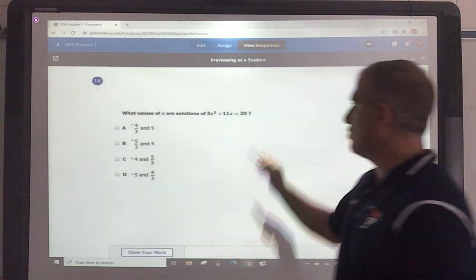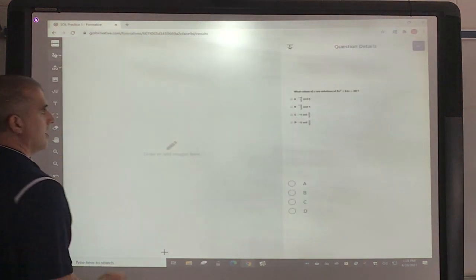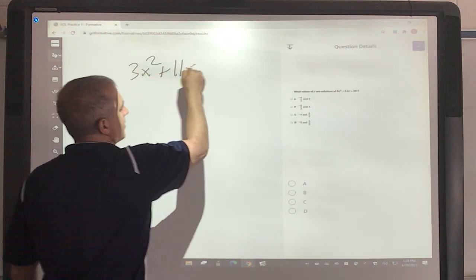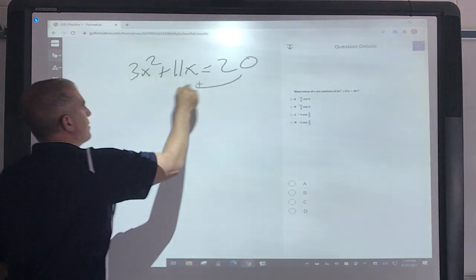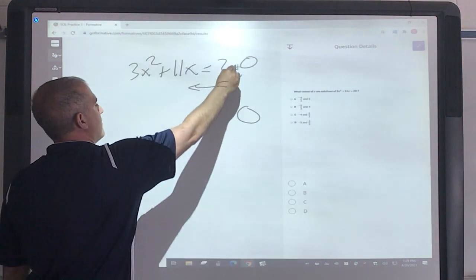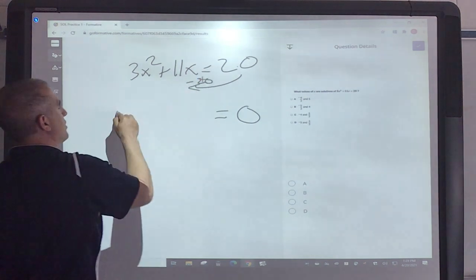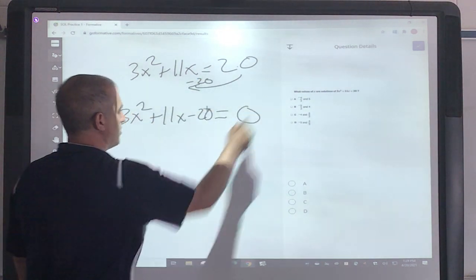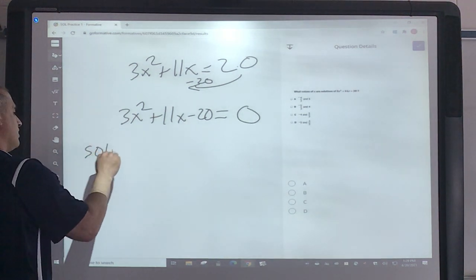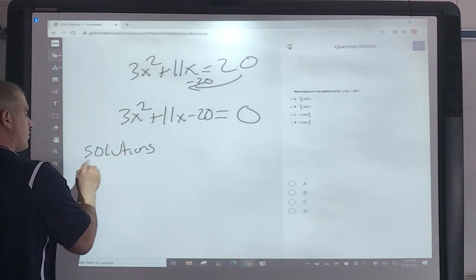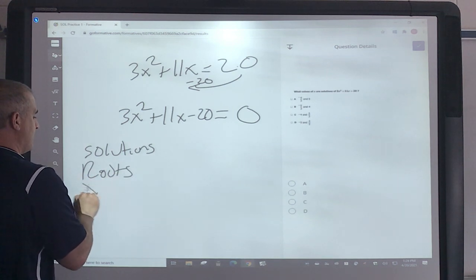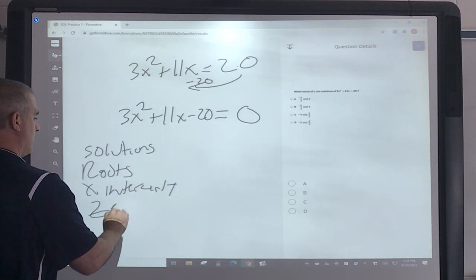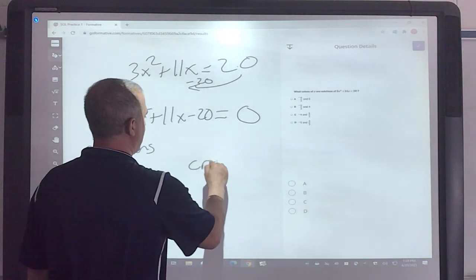All right, what are the solutions of this? First of all, anytime you're doing a quadratic, you got to make sure that everything is set equal to 0. Now, if it's 20 on this side, when it moves, it's going to change to negative 20. So, the word solutions, the words roots, the words x-intercepts all mean the same thing. Zeros, it's where it crosses the x-axis.